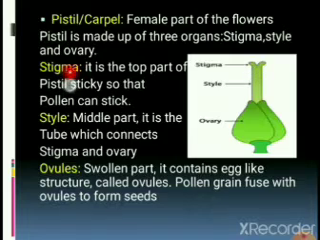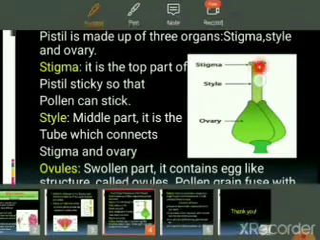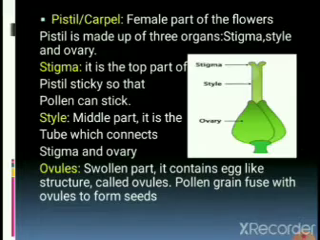The stigma is the top part of the pistil. It is a sticky substance so that pollen can stick to it. The next one is the style. This is the middle part. It is a tube which connects the stigma and the ovary.